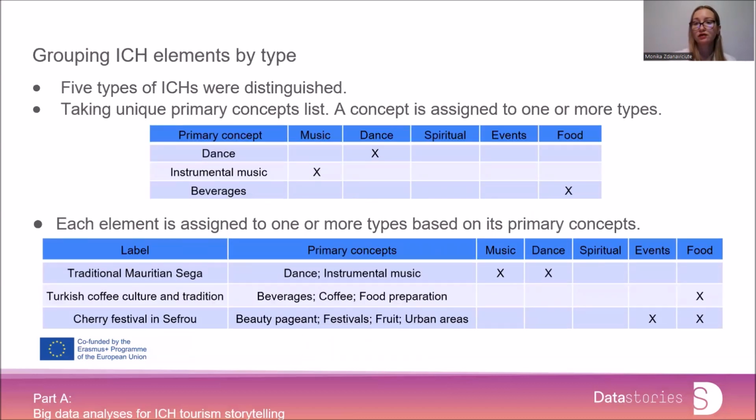In order to understand whether any specific group of ICH elements is related to tourism, we decided to divide the elements into 5 groups. So first of all, we took the unique primary concepts list, and assigned the concepts to one or more groups. For example, the concept dance goes to the group dance, instrumental music to the group music, and beverages is assigned to food. Then each element is assigned to one or more types based on its primary concepts. So, for example, traditional Mauritanian Sega is assigned to music and dance intangible cultural heritage types.